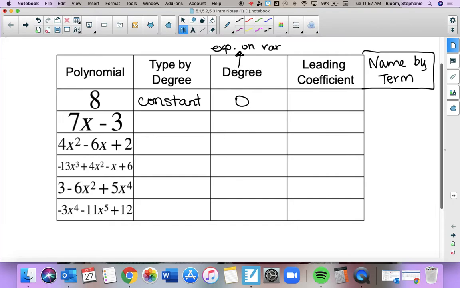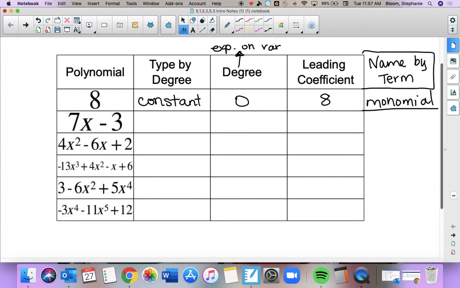And then I just put this leading coefficient just to remember we want to put things in standard form, so we want to know which one would be our leading coefficient. Well, in this case, that's pretty simple because there's only one number there. And if I were going to name this by terms, there's only one term. So what's the prefix for 1 if it's going to end in omial? Monomial, good. So monomial is our first one.